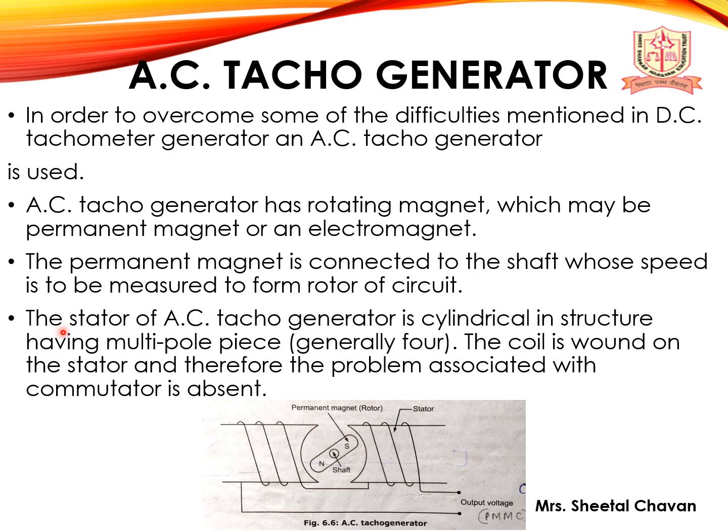Then the stator of the AC tacho generator is cylindrical in structure, having multi-pole pieces. The coil is wound on the stator and therefore the problem associated with the commutator is absent. So this is the diagram, this is the magnet and this is the stator. The coil is wound on the stator and is connected to the output voltage, which is measured by using a PMMC, meaning permanent magnet moving coil.